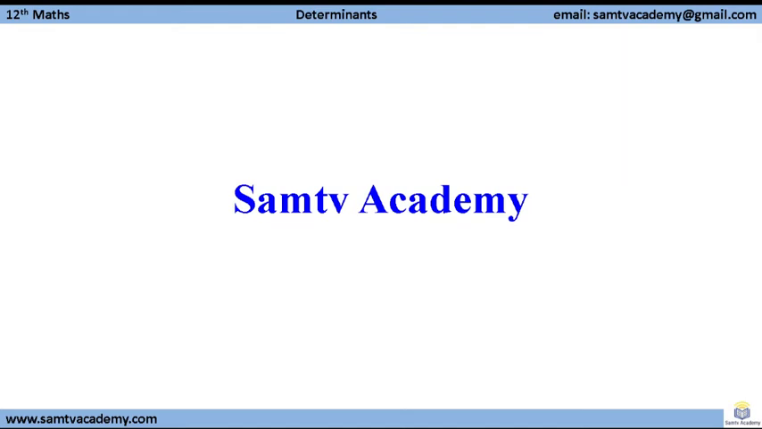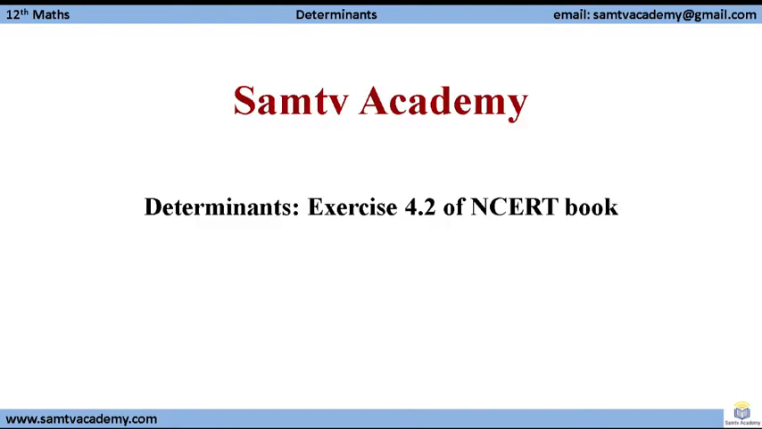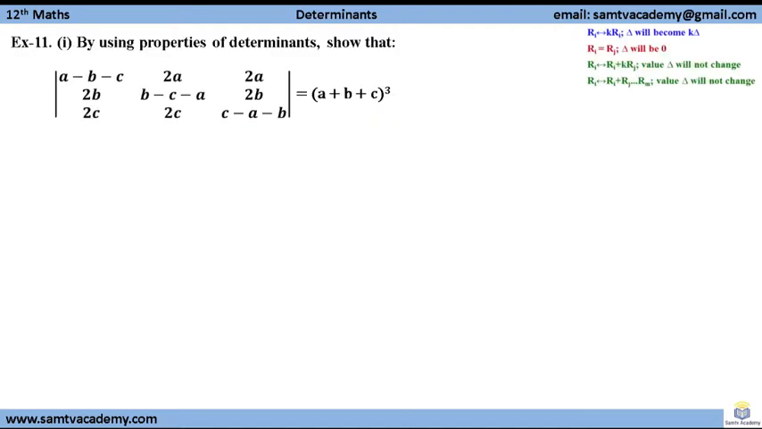Hello. So today I am going to start a lecture in which I am going to solve exercise 4.2 of determinants of the NCERT book for 12th class maths. In the last lecture I have already solved questions 8 to 10. So now we are going to solve question number 11, first part. So let's start.